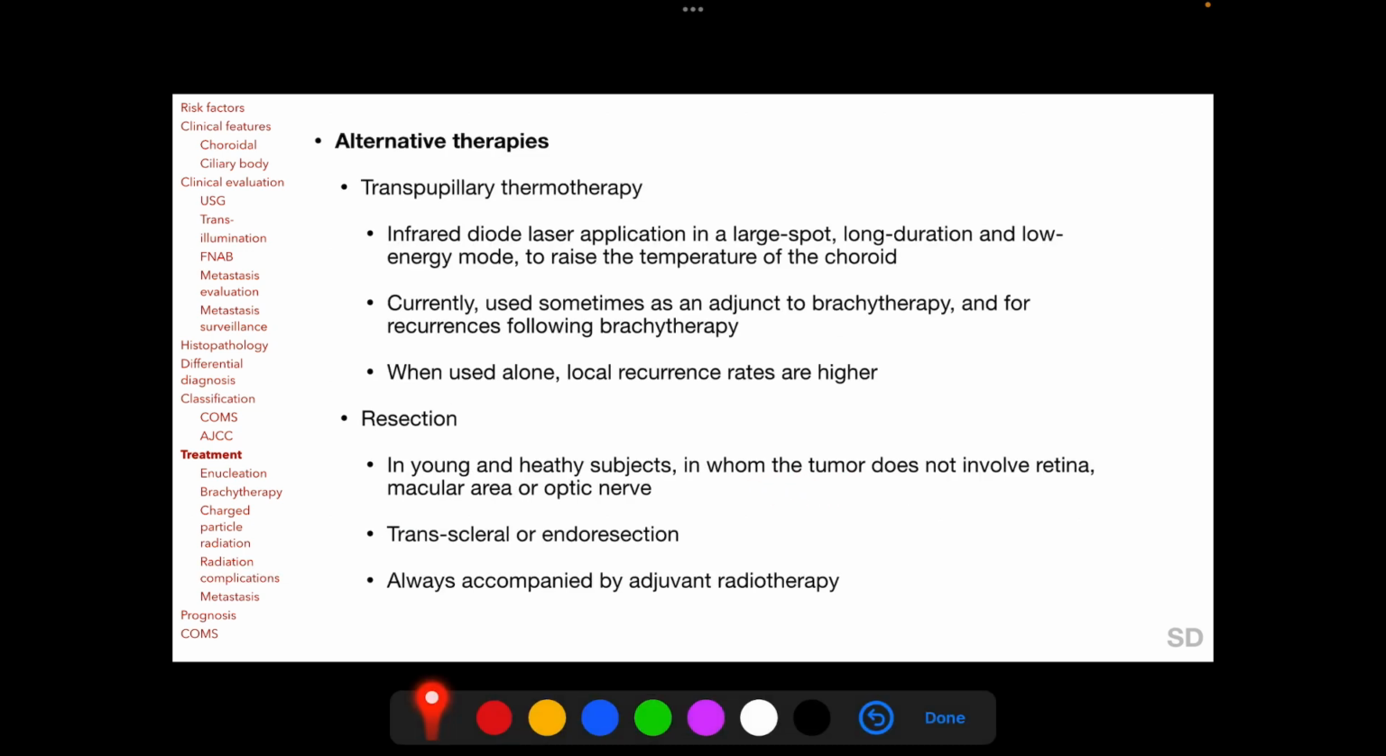Alternative therapies for the treatment of the primary tumor in choroidal melanoma include transpupillary thermotherapy, which is no longer used alone because of the high rate of local recurrence as compared to brachytherapy, but currently it is sometimes used as an adjunct to brachytherapy and for recurrences following brachytherapy. Transscleral resection or transvitreal endoresection of choroidal melanoma tumor has been advocated by some in young and healthy subjects in whom the tumor does not involve either the retina, the macula, or the optic nerve. But this form of treatment for choroidal melanoma must always be accompanied by adjuvant radiotherapy.